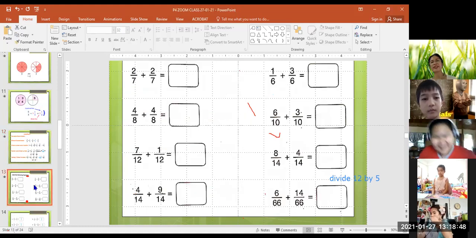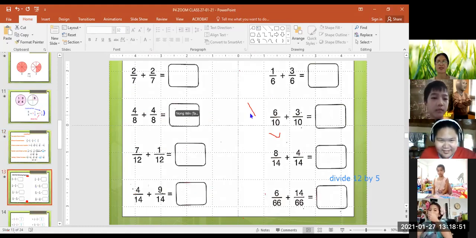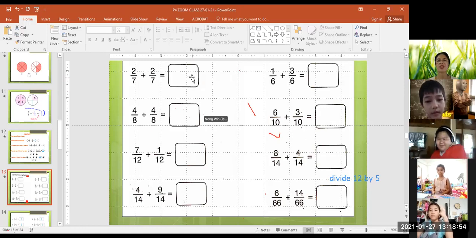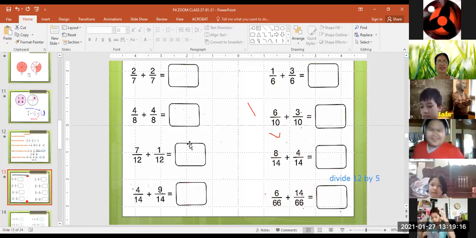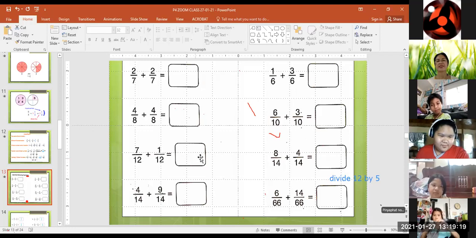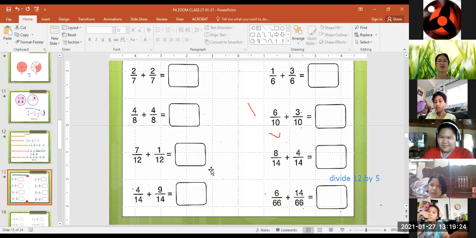So now we have exercises on the screen. So what is your answer? Number 1. What is the answer for this one? 2/7 plus 2/7. What is your answer? 4/7. Okay, 4/7. 4/8 plus 4/8. Your answer? 8/8. Very good, kids. Next, 7/12 plus 1/12. What is the answer? 8/12. Okay, very good.